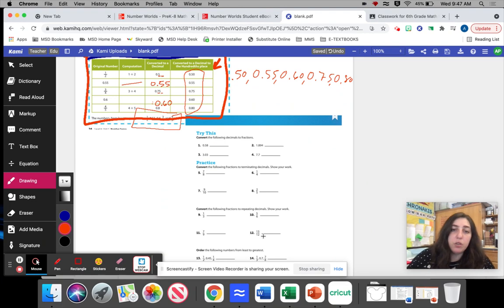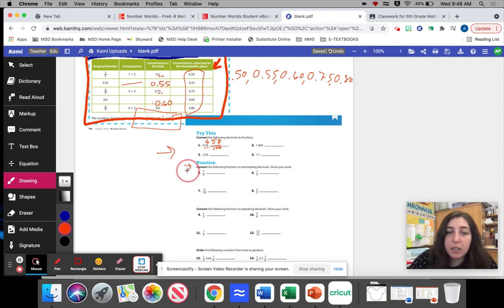Then you're going to go to the try this section, and make sure you're reading the directions because a lot of times students are getting stuck, but they're not reading the directions. So you're going to convert the following decimals to fractions. Okay, so remember, you're going to see what place value the last number ends in. So like for number 1, that 8 is in the hundredths place. So I know that this is going to be 58 hundredths. So I would write this as 58 hundredths. Okay, you're going to do the same with 2, 3, and 4.